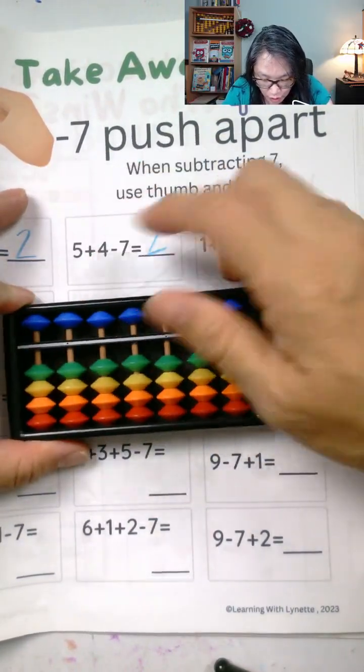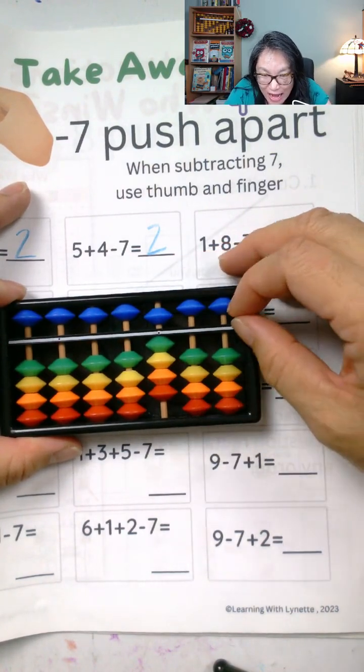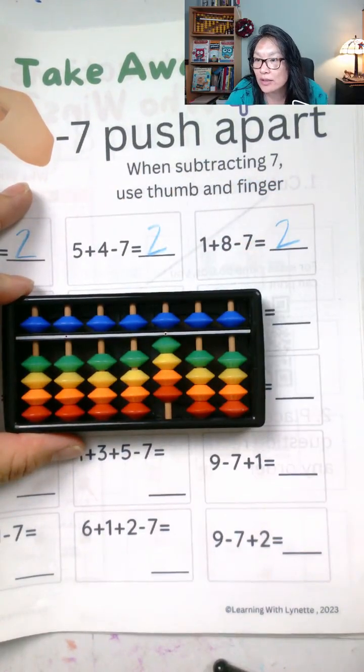But on the abacus, if I add the 5, I add the 4. So the blue bead is 5. Yes, you're absolutely right. Thank you. So good.